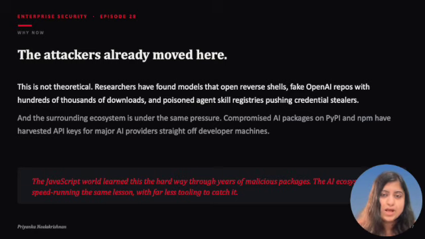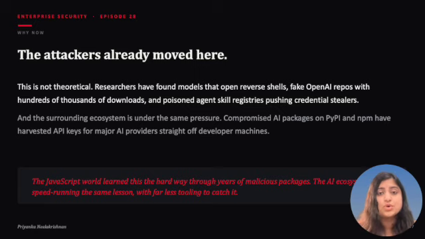Why now? Because the attackers are already here. This is not a forecast. Researchers have documented models that open reverse shells to hard-coded addresses, fake vendor repos pulling hundreds of thousands of downloads, and poisoned agent skill registries pushing credential-stealing malware. The campaigns are live, and the whole ecosystem around it is under the same pressure.